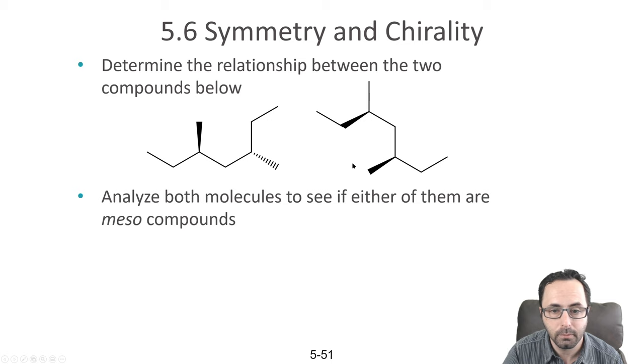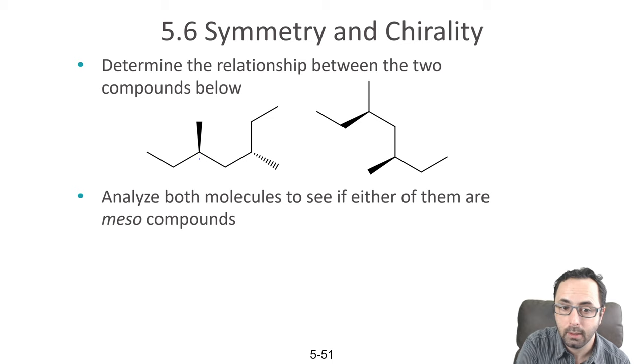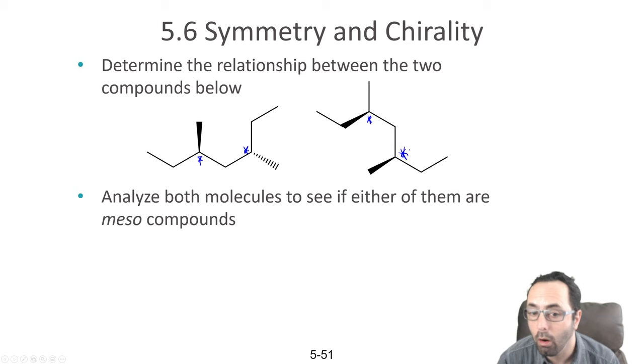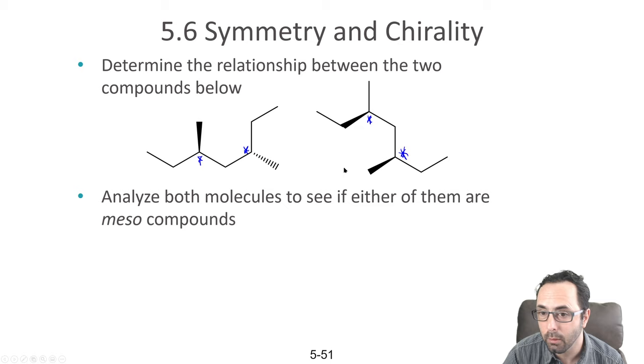So here we're asked to determine the relationship between these two compounds that we have here. Analyze both of them to see if they are meso compounds or not. So we have two chiral carbons. There's one right here and one right here. So the question is, are they meso compounds or not? Well, let's take a look. This is one of those things that can be difficult. What we're looking for is a plane of symmetry in the molecule.